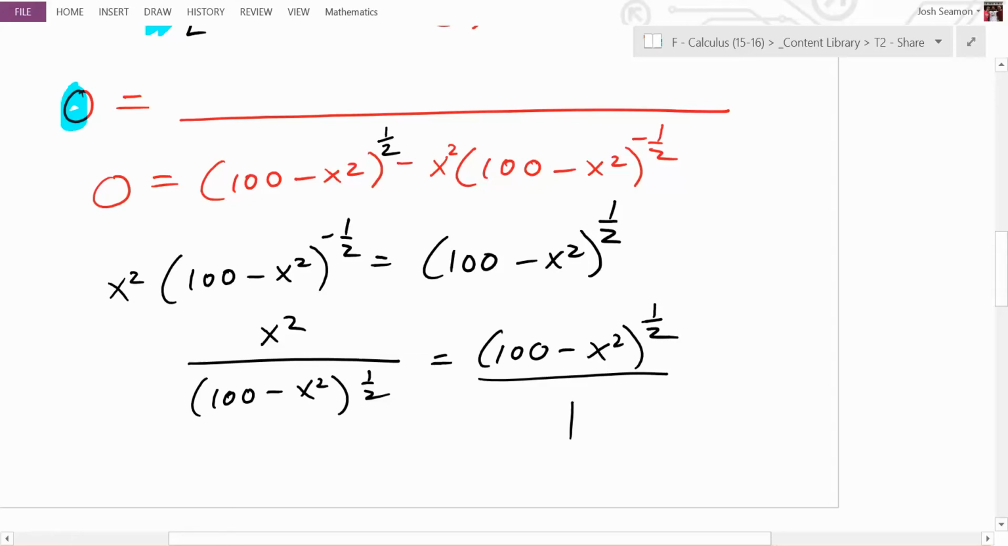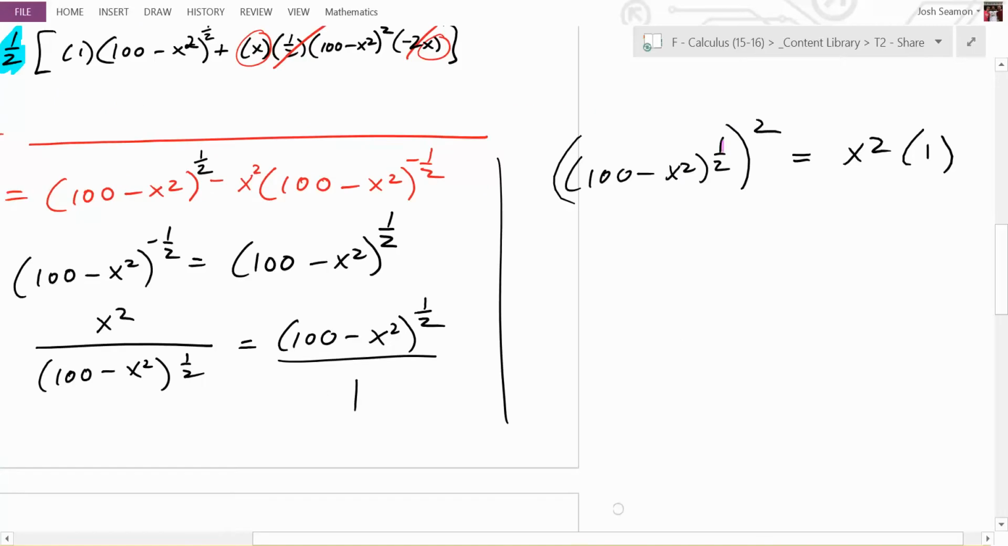What should I do now? What happens with powers of powers? You multiply powers of powers. So what's 1/2 times 2? 1. So what do you end up with? 100 minus x squared to the what power? 1 is equal to what? X squared. Do we care about that to the 1 power? No, it's just invisible. What should I add to both sides now?